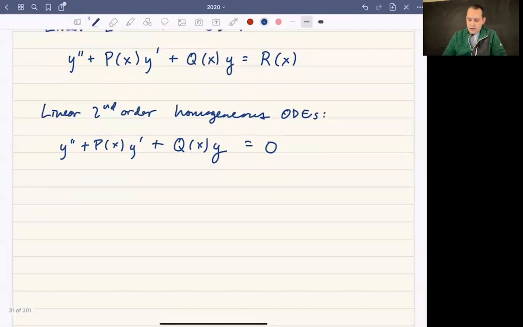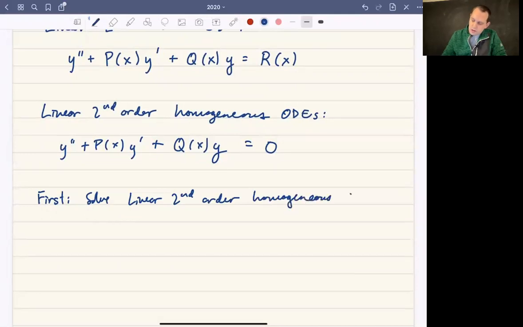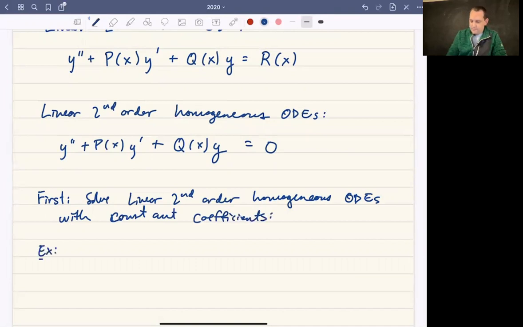So actually, the first thing that we're going to do is solve linear second order, sorry, this gets a little bit ridiculous, linear second order homogeneous ODEs with constant coefficients. Okay, and those we can solve explicitly. So that would be something like if we were to have y double prime minus 5y prime plus 4y equals 0, something like that. Okay, so that's where we're going to start.